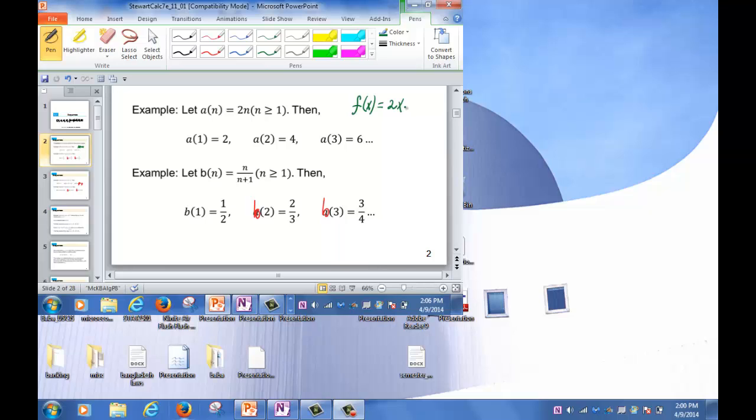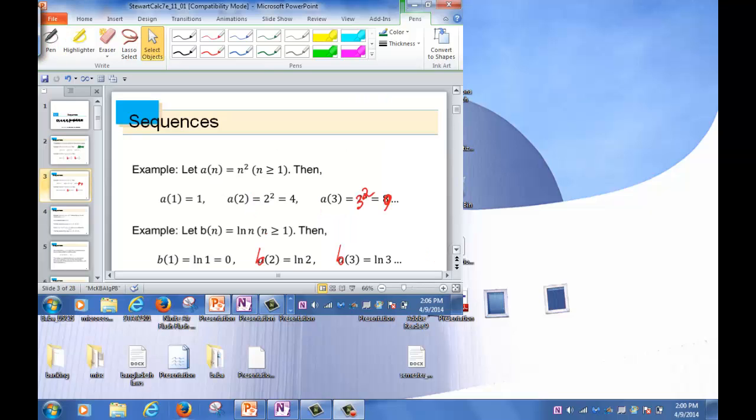Dots, yeah. Another big difference here is that the domains are different, right? The domain of f of x is the interval of all real numbers. So the domain of f is an interval on the real number line, where the domain of a is just the positive integers. Okay. Everybody is clear? All right.